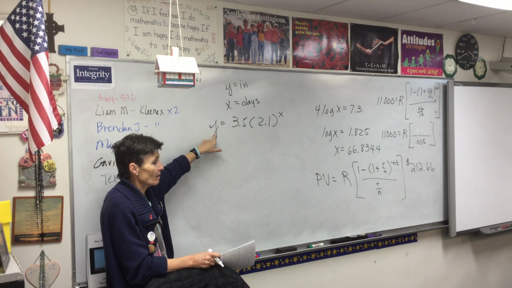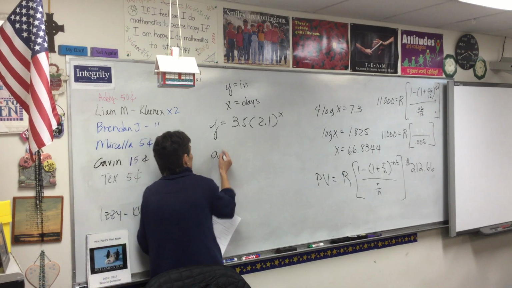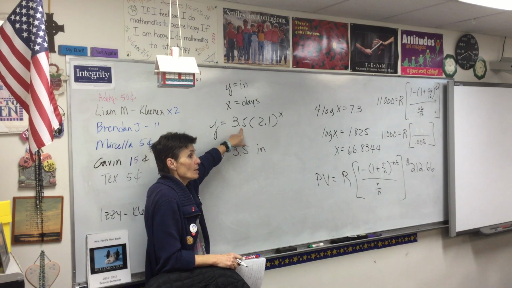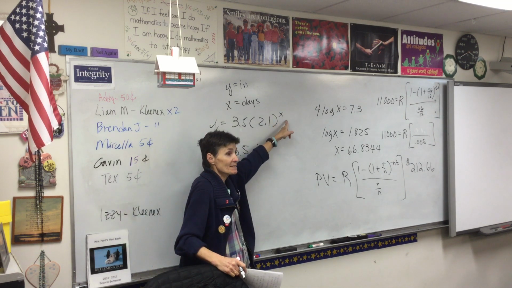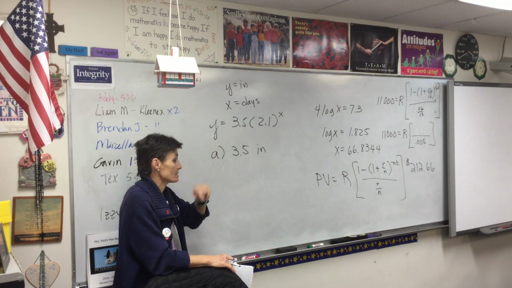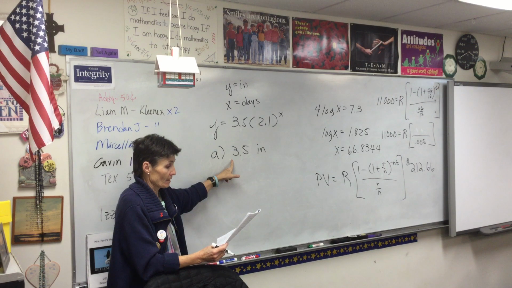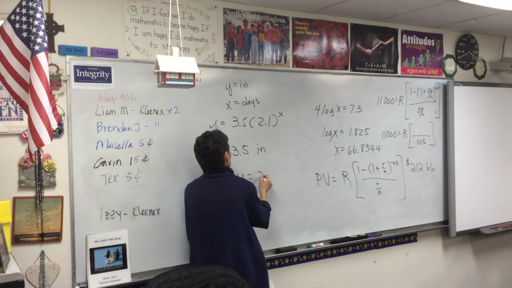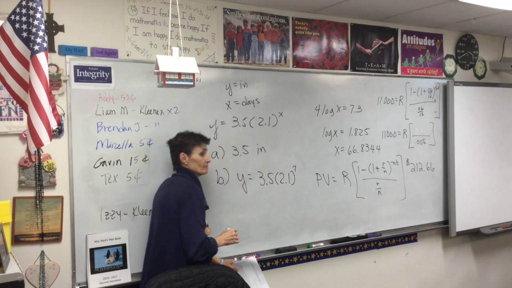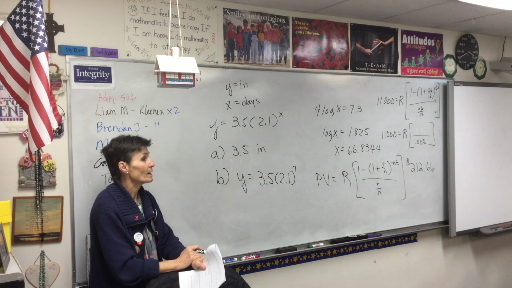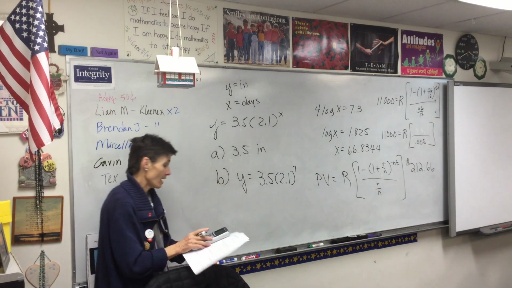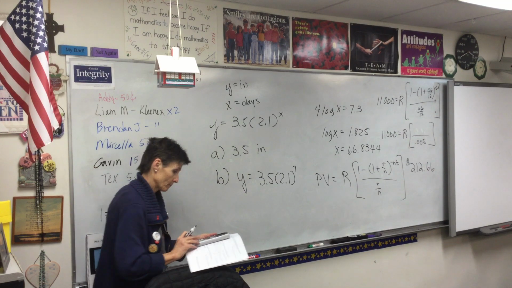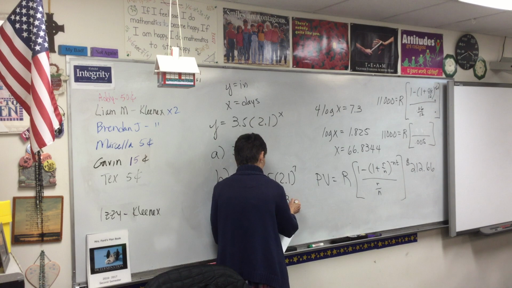What is the initial length of the vine? 3.5 inches. This is the initial value, but you could also find the initial value by letting x be zero. That's the starting point, the beginning of time. X is zero, 3.5 inches. What is the length after 7 days? 3.5 times 2.1 to the 7th. X is the number of days, and I'm waiting 7 days. So my vine is going to be quite long. inches.